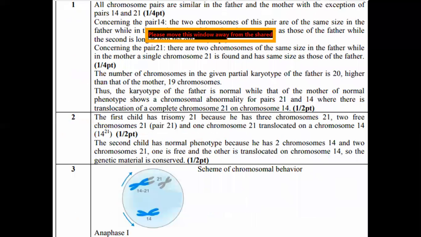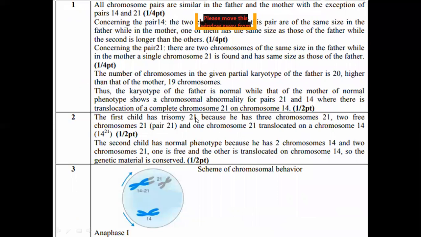So here, if we remove this, all the chromosomes they said are the same, except for pairs 14 and 21. If you mention this, you take a quarter for this. If you didn't say that all of them are the same, and you didn't talk about the similarity, you're going to lose the quarter. Then, concerning pair number 14, the two chromosomes of this pair are of the same size in the father, while in the mother, one of them has the same size as those of the father, while the second is longer than the others.